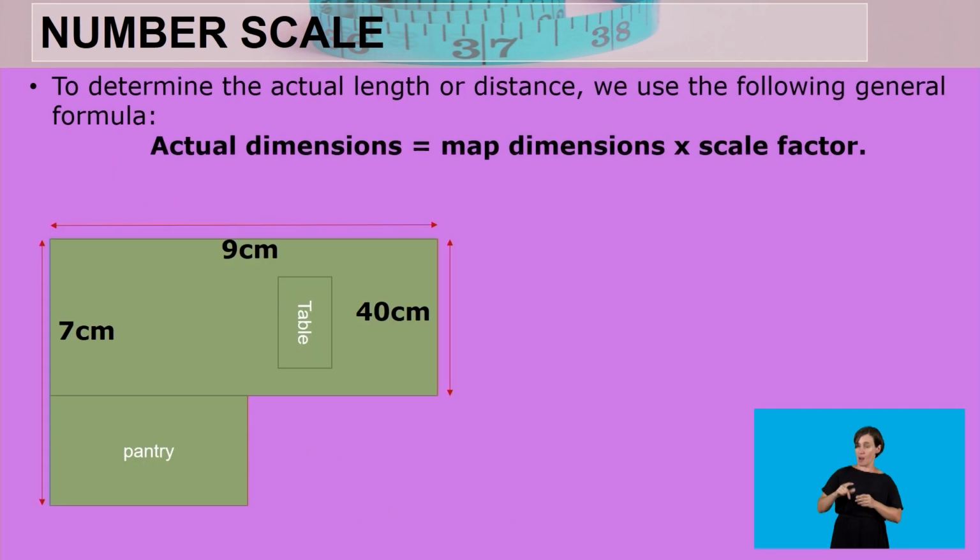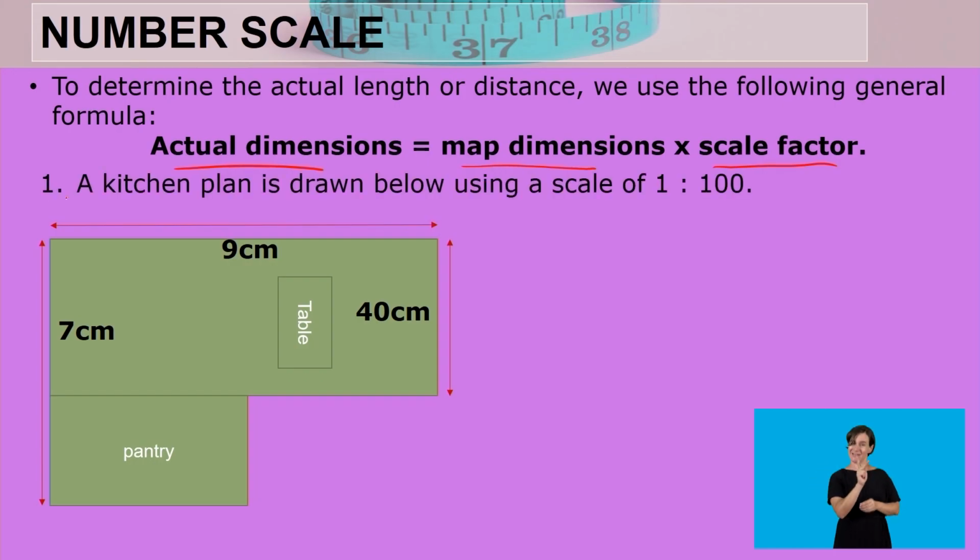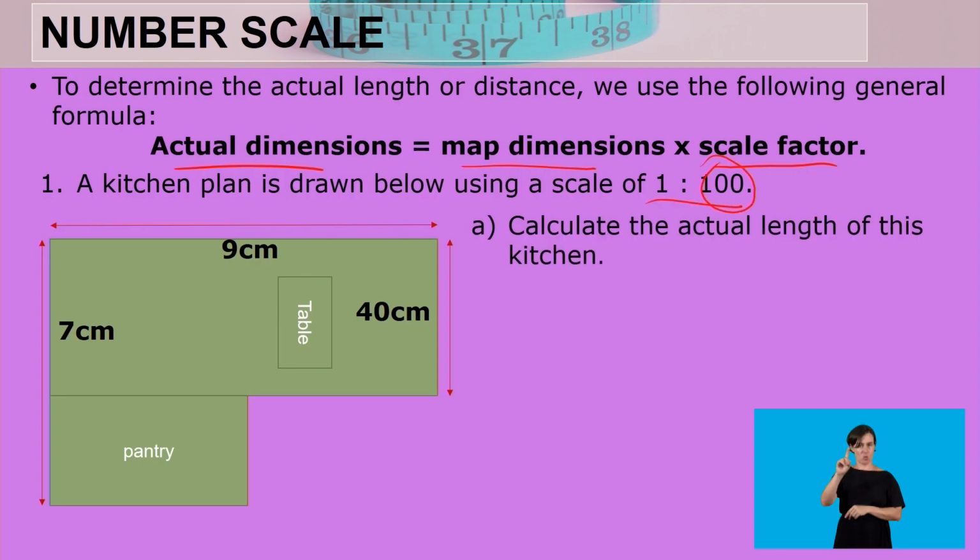To determine the actual distance or the actual length, we use the following general formula. We say actual dimensions are equal to the map dimensions, which are the measured dimensions, multiplied by the scale factor, which is how you have reduced your scale. So now we are given a kitchen plan and it's drawn to a scale of 1:100. It means the scale factor is 100. They ask now, calculate the actual length of this kitchen. Actual length, what is the length of the kitchen? It's always the longest side, so it's 9 centimeters.